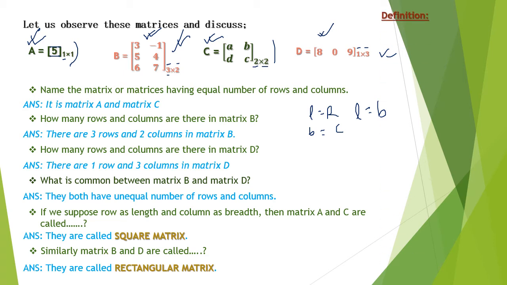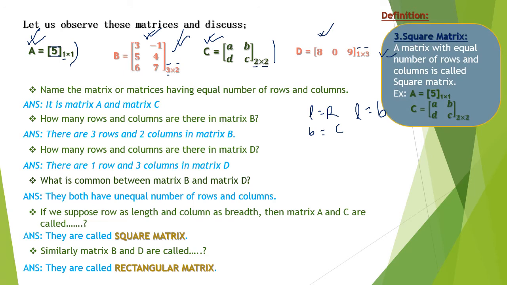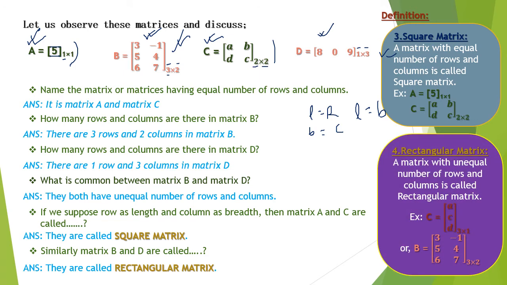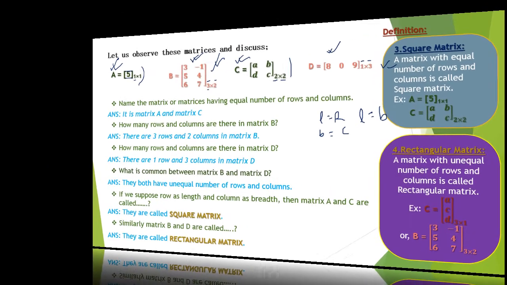So we are on to the definition now. It will be very easy for you to understand. Square matrix: a matrix with an equal number of rows and columns is called a square matrix. And rectangular matrix: a matrix with an unequal number of rows and columns is called a rectangular matrix. So we have concluded type number four of our types of matrix. Now let's quickly move to another type.